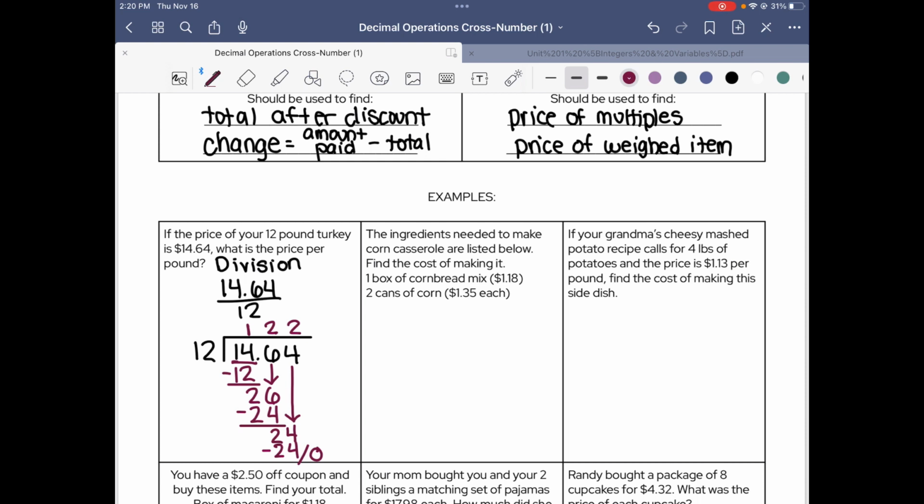Now, before we finish this problem, we need to replace the decimal point. It was right here after the 4, so it's going to go right here after the 1 that we placed on top of the 4. So this would be $1.22. So if a 12-pound turkey is $14.64, it costs $1.22 per pound.